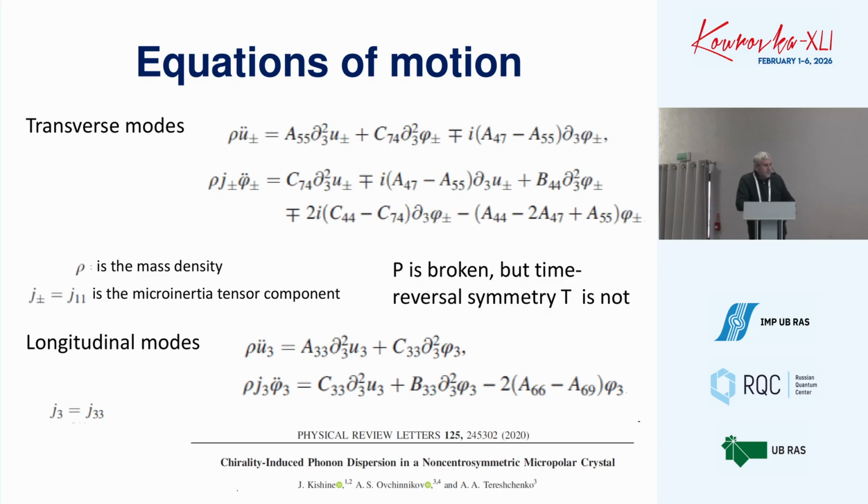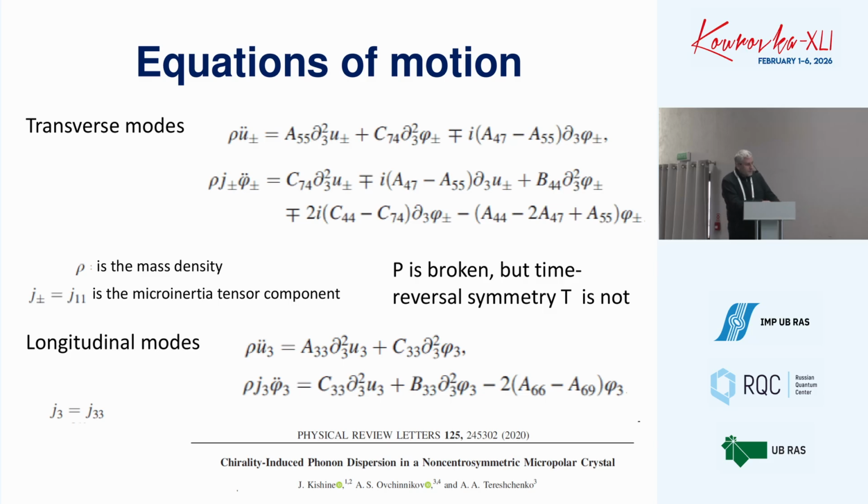These equations are written for the 622 point group of the crystal of niobium disulfide. We can see that in the equations for the transverse modes, there are terms which are linear in gradients. It means that parity is broken in the system, but time reversal symmetry is not. The equations for the longitudinal modes are written below, and they contain no such terms.